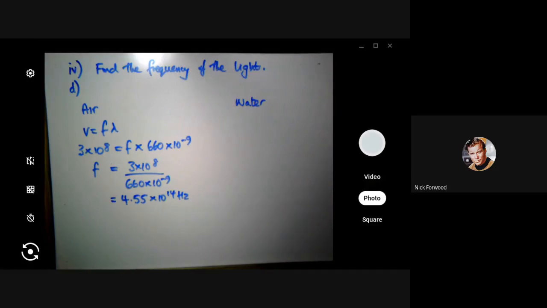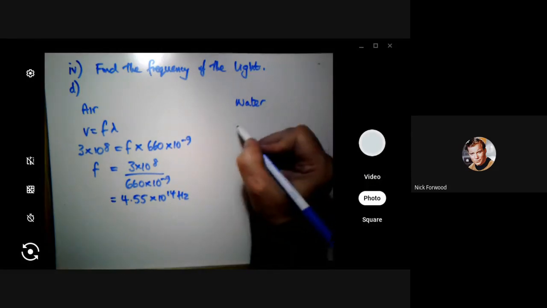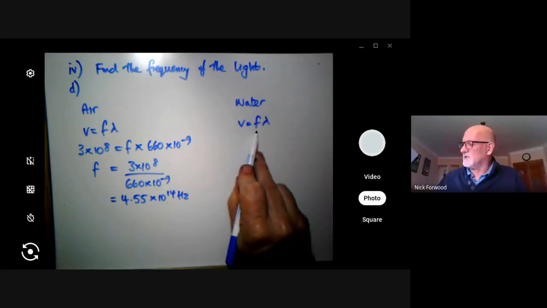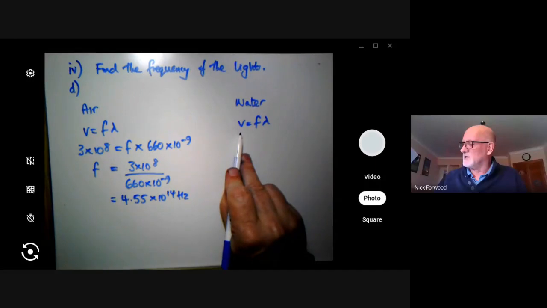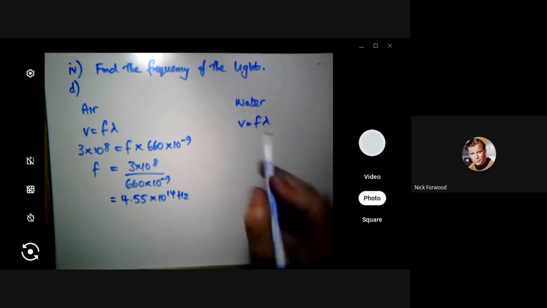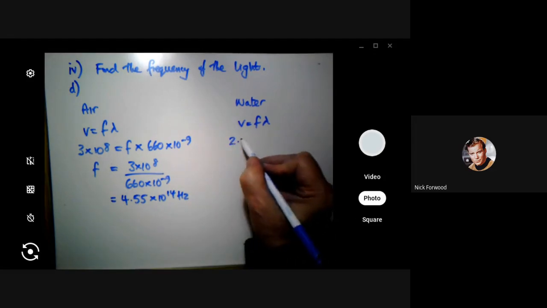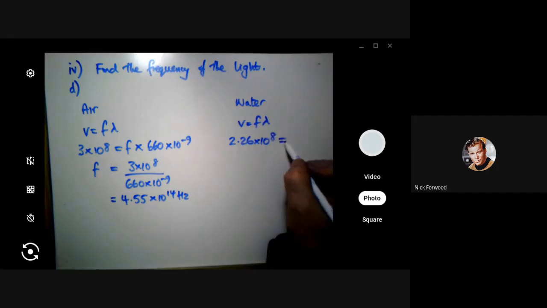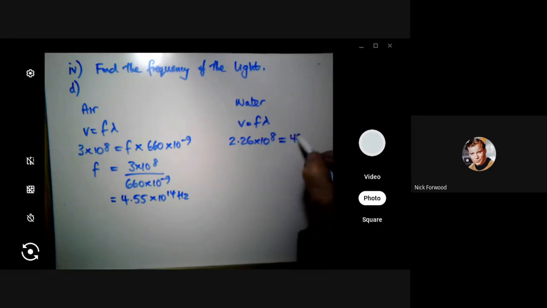Now you can do the check, you can do the same thing. It should be the same number if we do this in water. V equals F lambda. Remember, F's going to stay the same. We've got a new V, which we did in the last bit, part 4 or part C, which is 2.26 times 10 to the power of 8. That is equal to 496 times 10 to the negative 9, or 4.96 times 10 to the negative 7. It doesn't make any difference. You'll get the same answer.